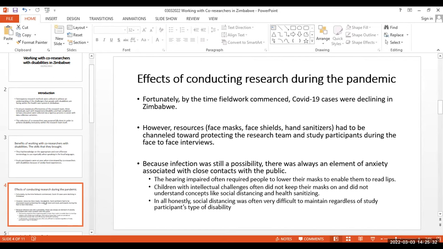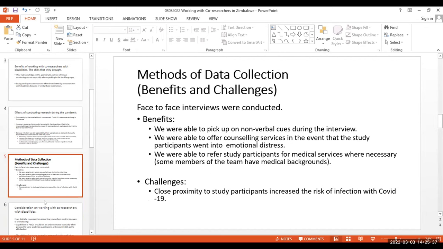Balele, could you put your slide on slideshow mode so they'll be a bit bigger for us?